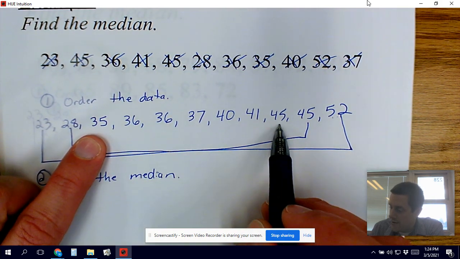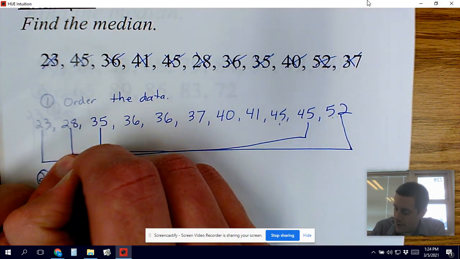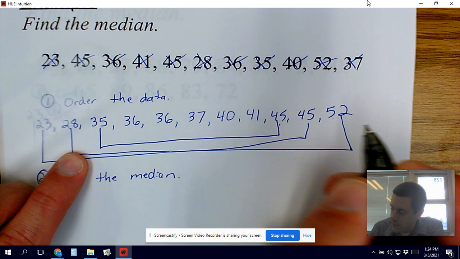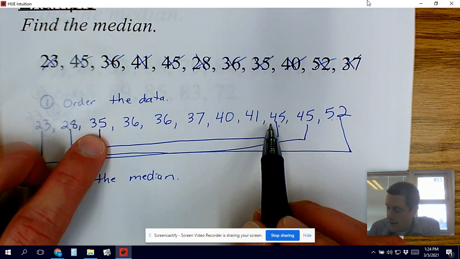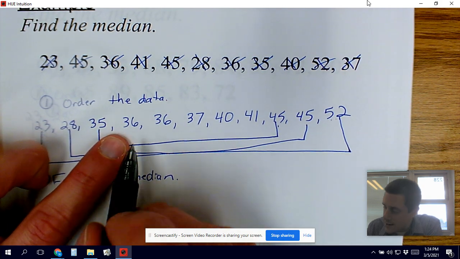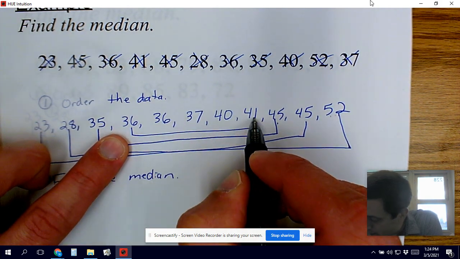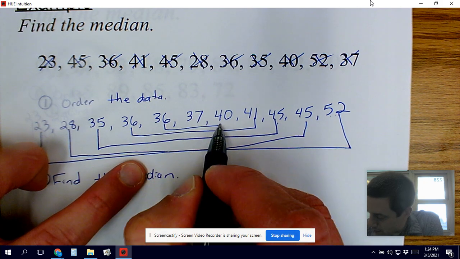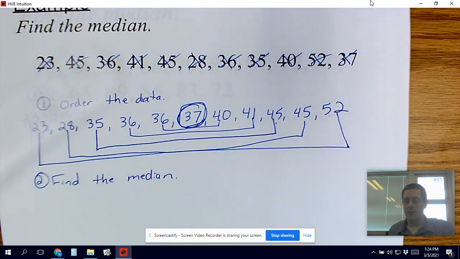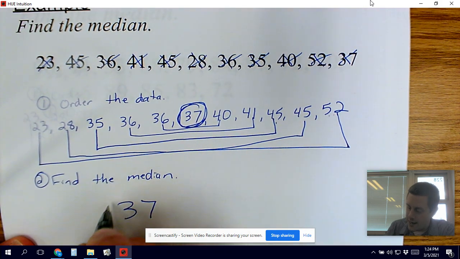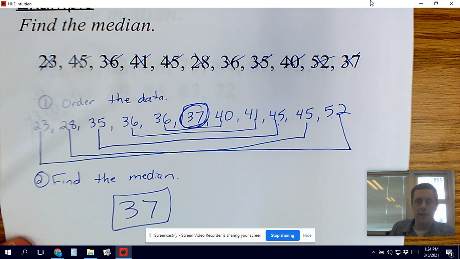Next, 35 and 45 are the next 2 to get removed. So I'm working my way in. In from 35 comes 36, and it gets paired with the 41. And then finally the 36 with the 40. And then in the middle, all alone, is 37. So the median of this data set is 37.